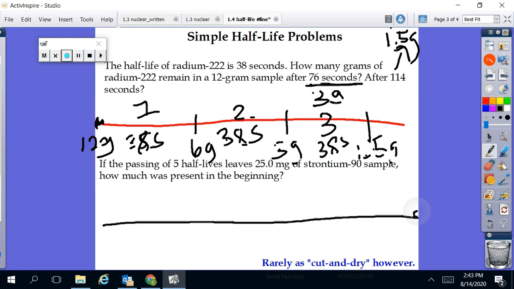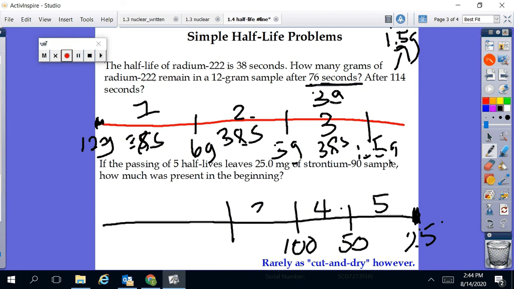So at the end here, I have 25 milligrams, okay? Now that means after half-life 5, that's at the end of half-life 5. So at the beginning of half-life 5, that means I had 50, right? Because I'm working backwards. At the beginning of half-life 4, I had 100.